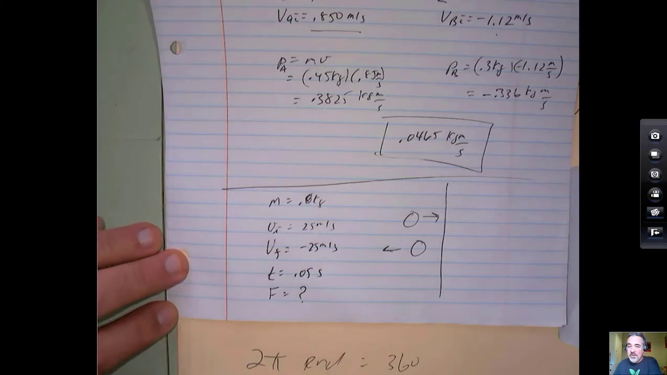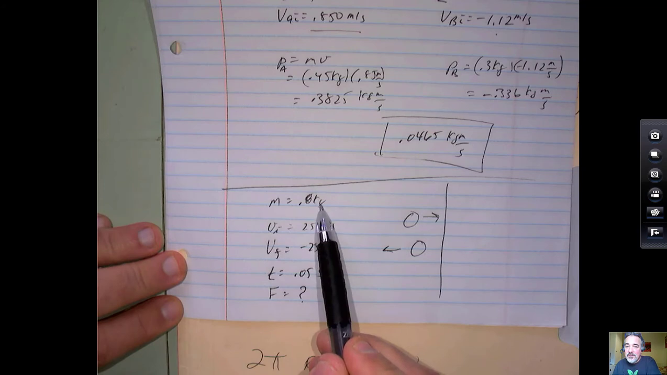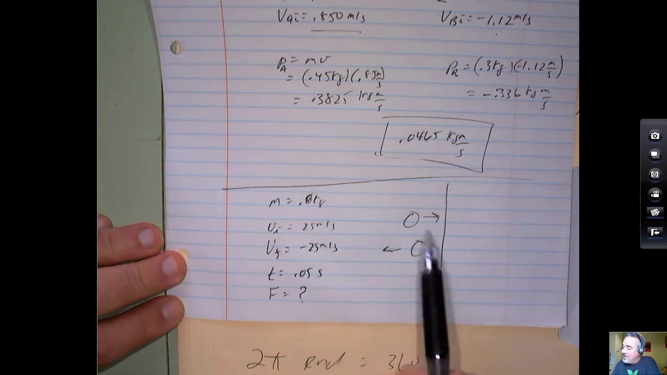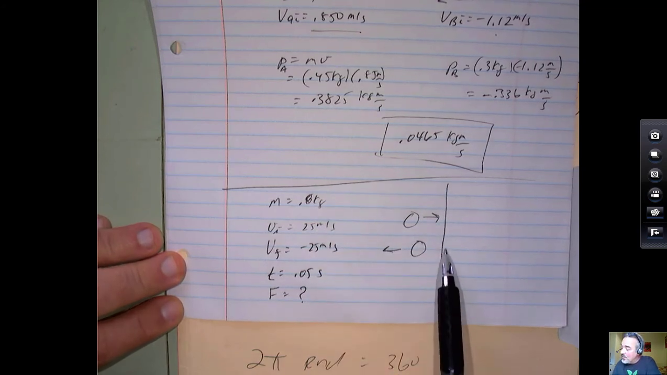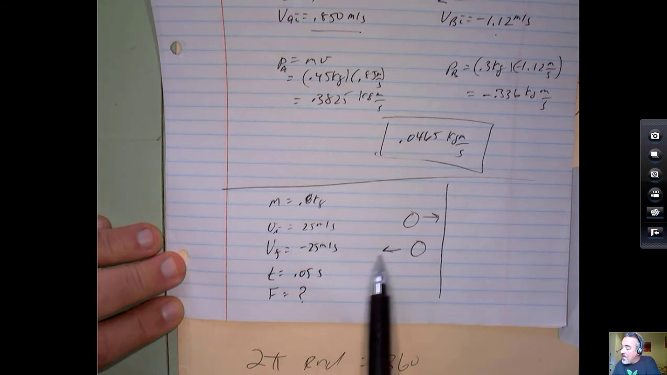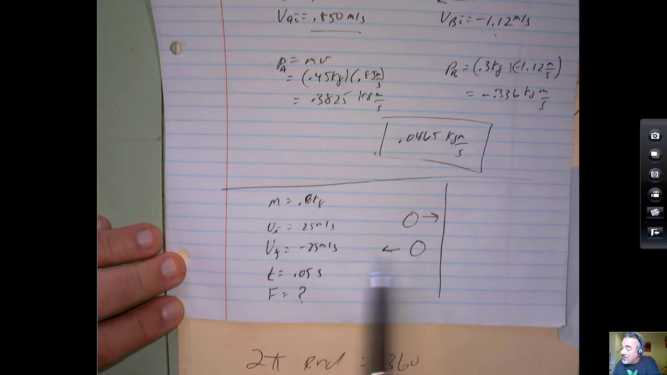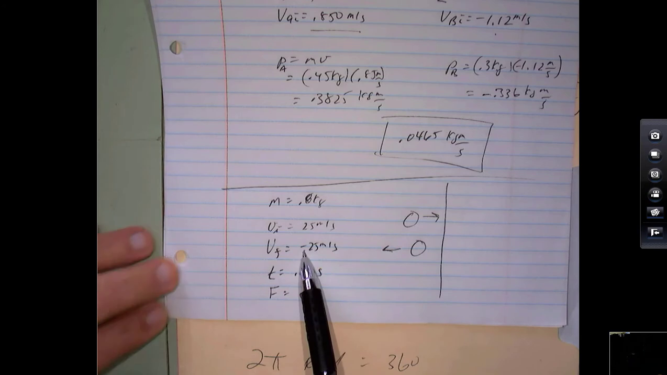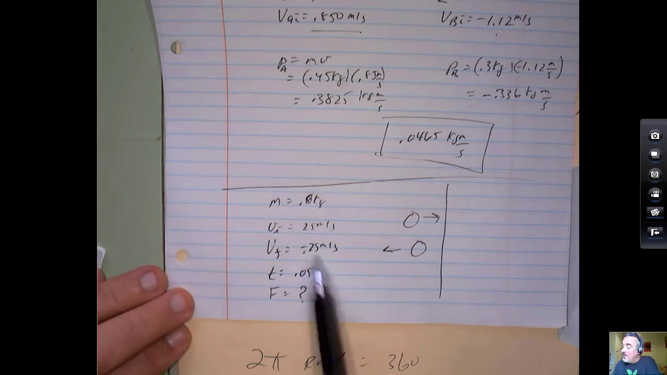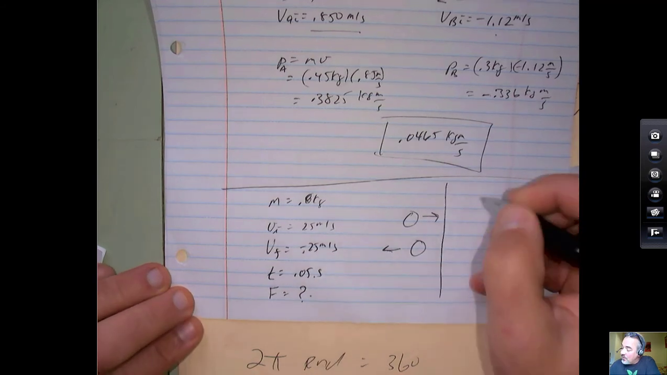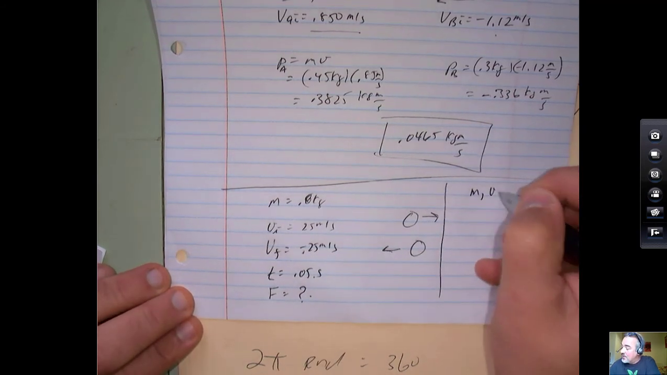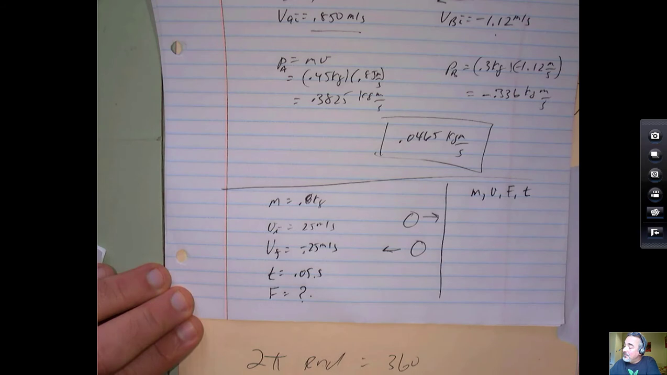Okay, so here's what I have. Mass is 0.8, initial velocity 25, going this way, hits the wall, bounces back with the same magnitude, but in the opposite direction. Again, the key thing is, then that would be minus 25. Time of 0.05 seconds, how much is the force? So here's a clue. We've got a problem with mass, velocity, force, and time.